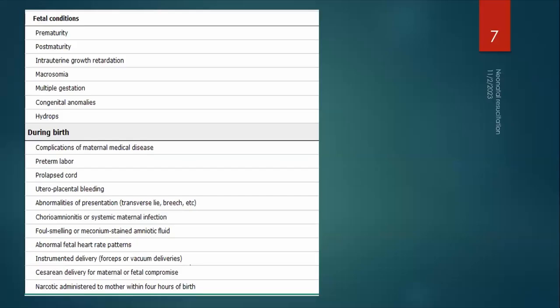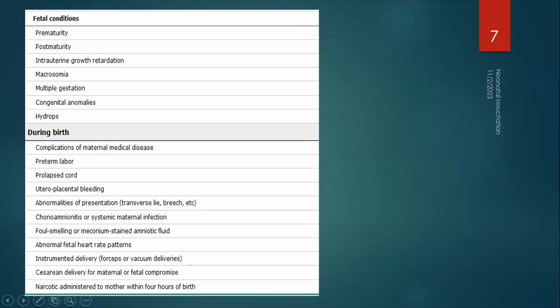Other fetal conditions, including prematurity, post-maturity, meconium aspiration, intrauterine growth restriction, macrosomia, multiple gestation, congenital anomalies, including cardiac and kidney anomalies, and hydrops fetalis with either fetal anemia or fetal heart failure, are also at risk for requirement of neonatal resuscitation.